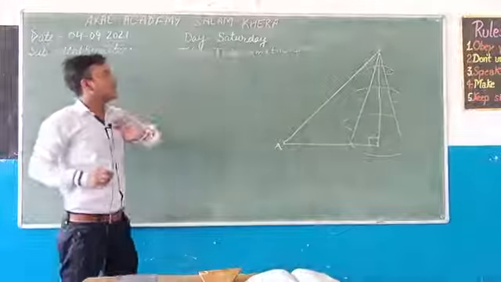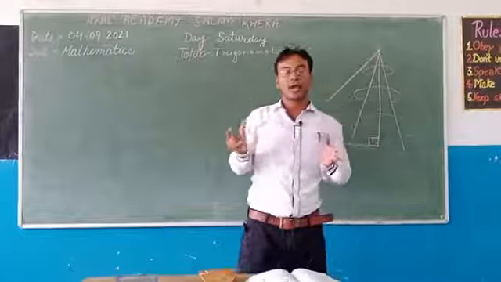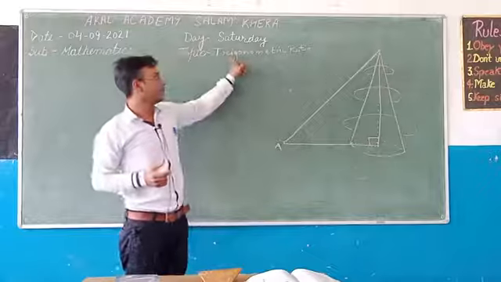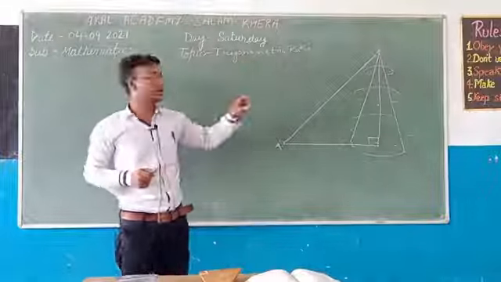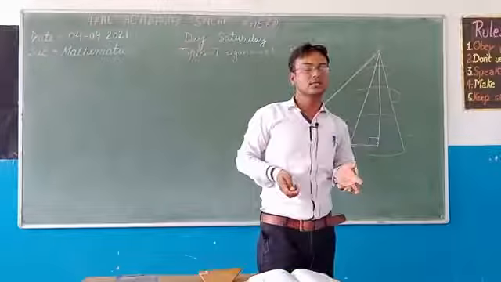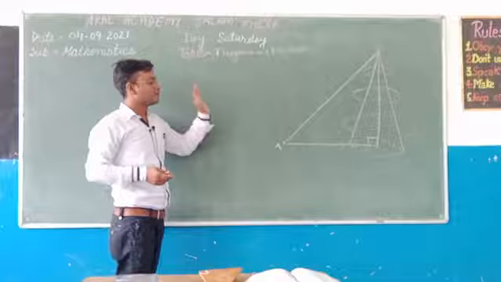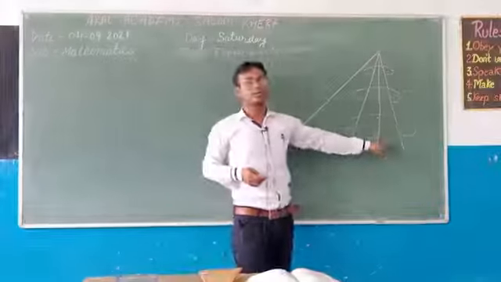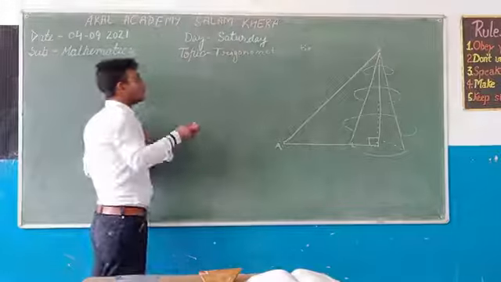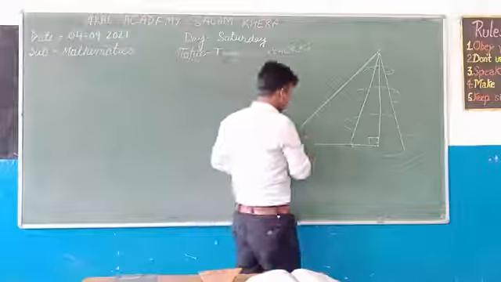The word trigonometry comes from three words: tri, gon, metron. Tri means three, gon means sides, metron means measurement. So it means the measurement of sides. Three sides are here in the right angle triangle. These we will take. And how will you find the ratios of these sides?